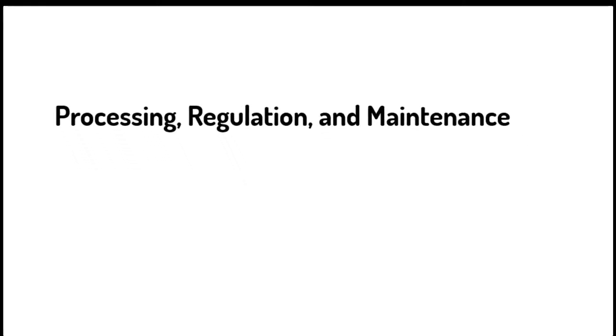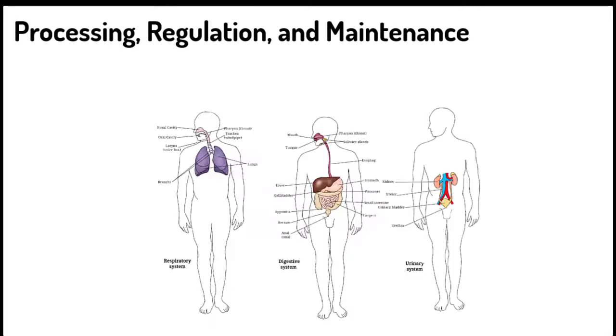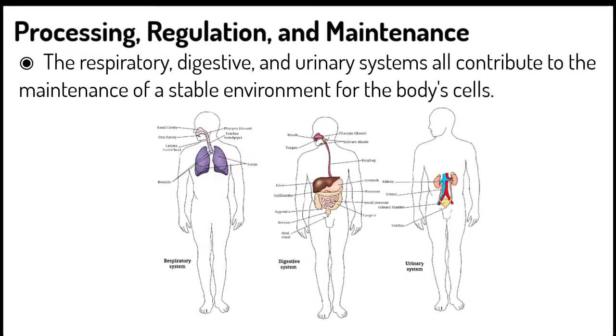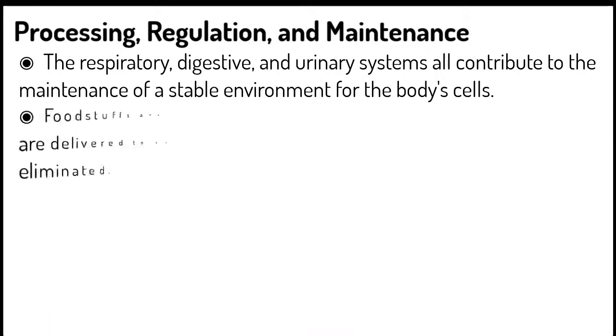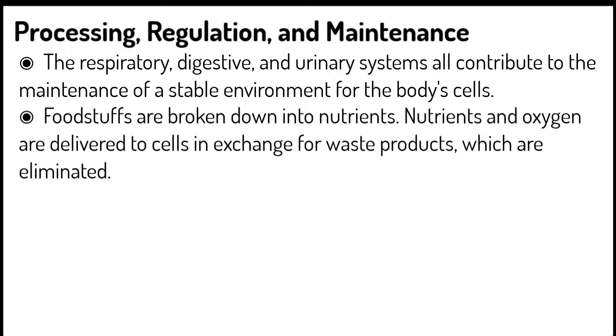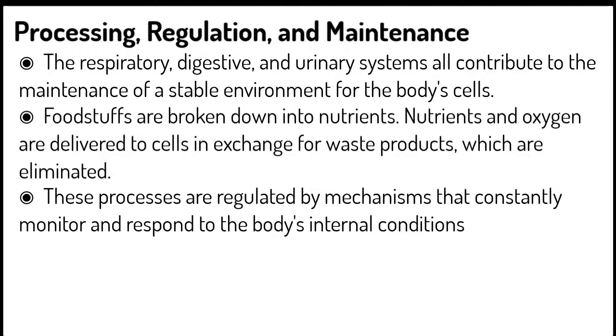Processing, regulation, and maintenance. The respiratory, digestive, and urinary systems all contribute to the maintenance of a stable environment for the body's cells. Foodstuffs are broken down into nutrients. Nutrients and oxygen are delivered to cells in exchange for waste products which are eliminated. These processes are regulated by mechanisms that constantly monitor and respond to the body's internal conditions.